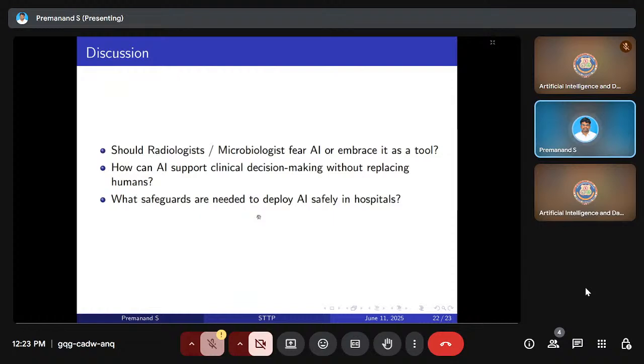Okay? So far we have been discussing these three questions. Should radiologists or microbiologists fear AI or embrace it as a tool? What will be your answer?